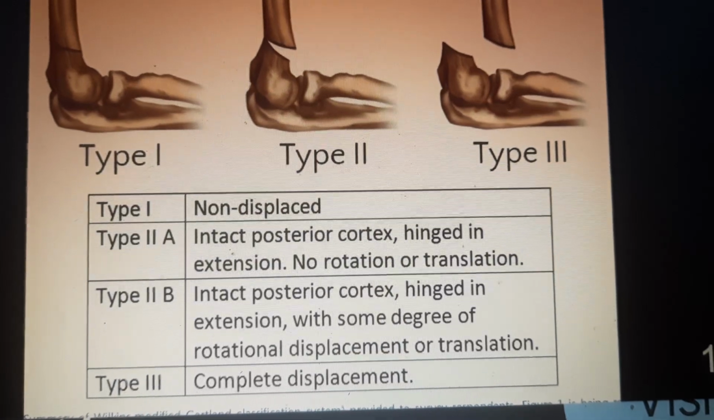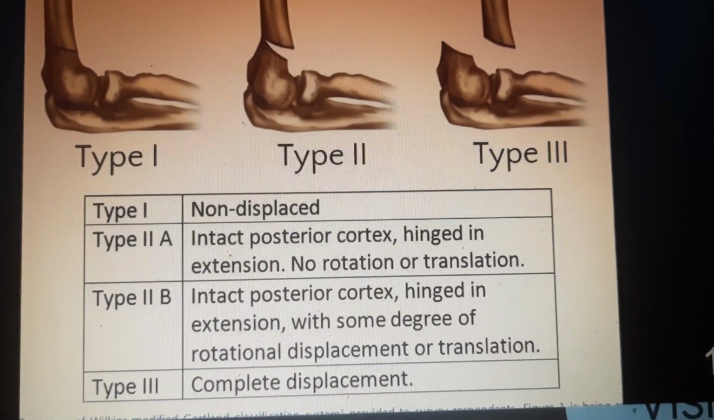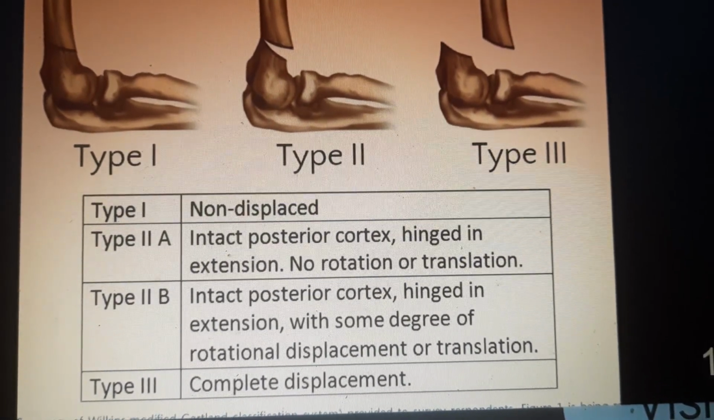So thank you. That was all about the Gartland system of classification in supracondylar fracture of the humerus.